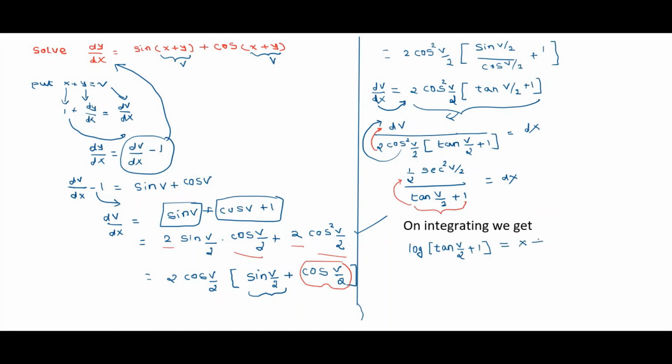x plus you can take an integrating constant c, and at last substitute the value of v. The value of v is equal to x plus y. So the last answer is logarithm of tan of x plus y divided by 2 plus 1 is equal to x plus c.